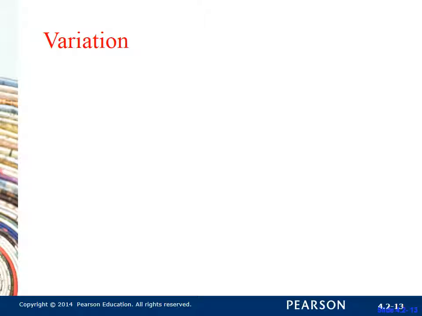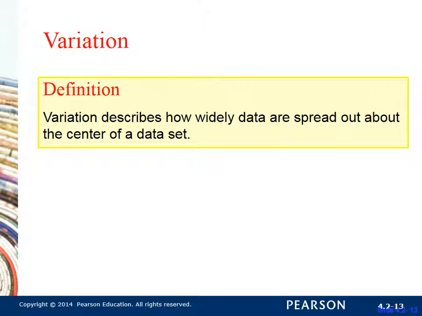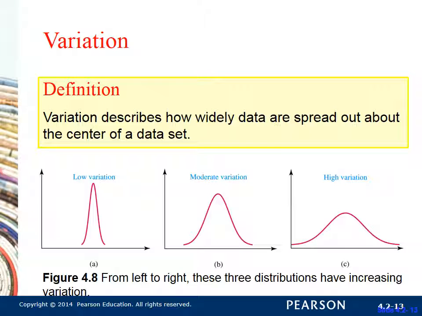All right, measures of variation. We're just going to do a quick definition here. It just describes how widely the data is spread about the center of the data set. And we're going to discuss a whole lot of this in section 4.3 on the different measures of variation. But for now, let's just take a look at how the data is clumped. That's how I think of variation.